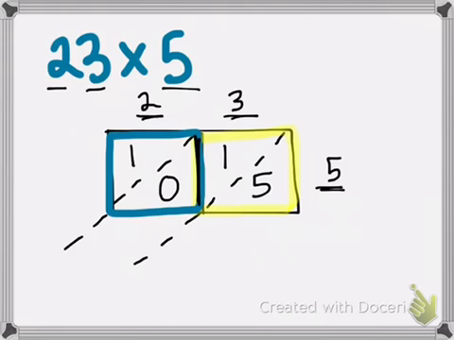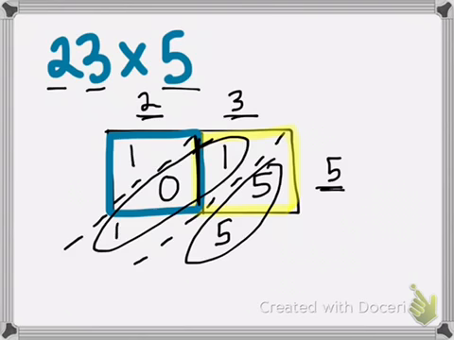Now lastly, all we need to do is just add going diagonally. So right here, all we have is 5, so that makes 5. Here we'd have 1 plus 0, which is 1. And then this column right here, we have 1. So if we look, our answer is right here, 115.